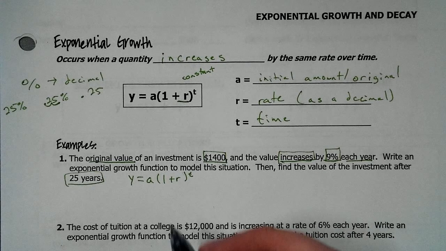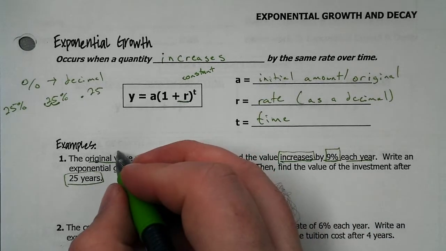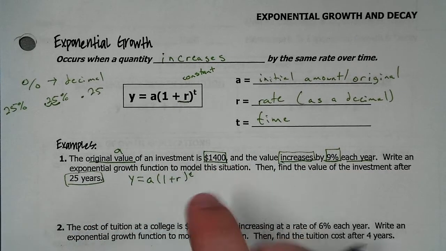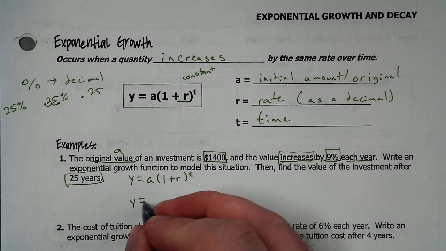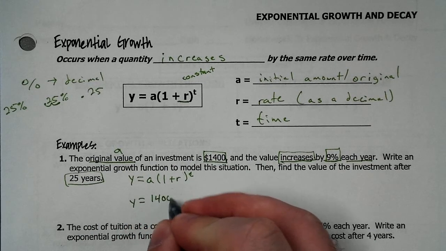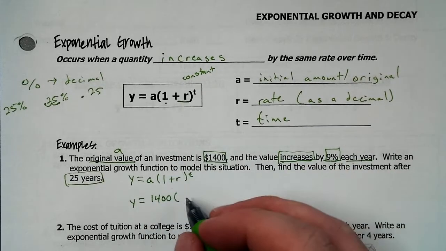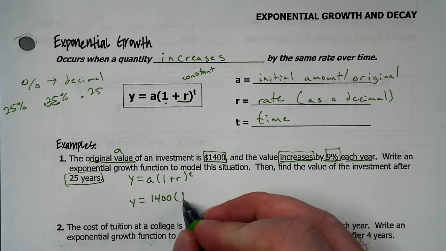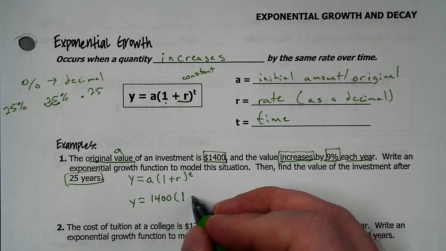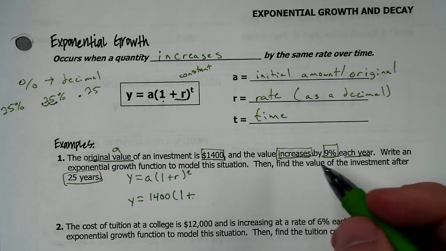Now, let's plug in what we know. Our original value, which is our A, was 1,400. So we've got y equals 1,400. Now, this 1 never changes. It's always going to be in parentheses, 1 first. It's a growth, so we're going to do plus, and then we need to get our rate.